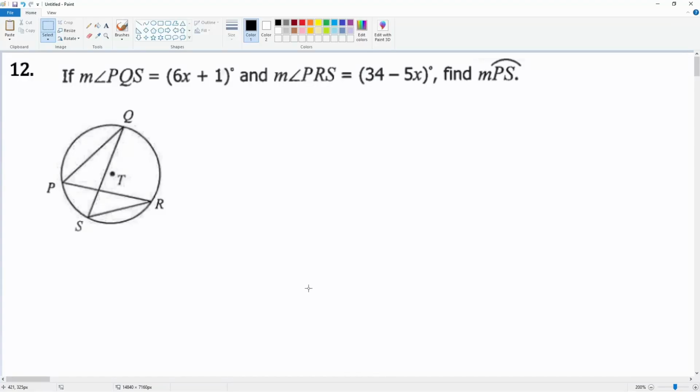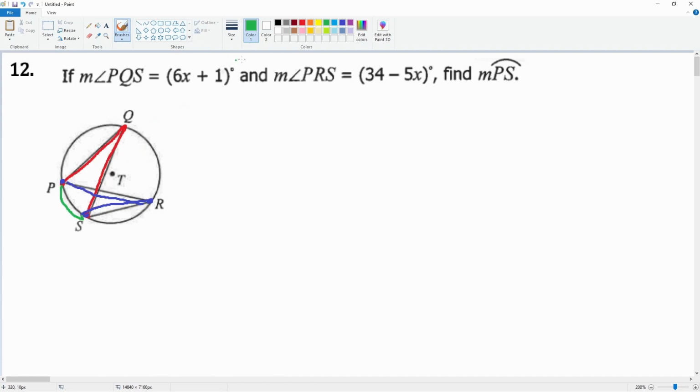Number 12. Here you have the angle measurement of PQS. So where's P? Here's Q and here's S. So they're looking at this angle. Right? And then we have this angle of PRS. Okay. And we're asking to find PS here. We're asking to find this.